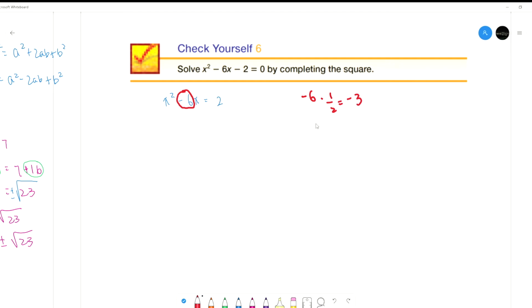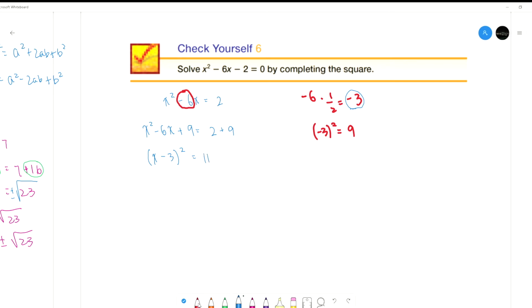Okay? Now this negative 3, I'm going to square it and add it to both sides. So I have x squared minus 6x plus 9 is equal to 2 plus 9. You see how I balance this equation by adding 9 to both sides? Okay, now this negative 3 that we got earlier over here, this is going to help us. This is now a perfect square trinomial. This will factor to x and then that negative 3. X minus 3 quantity squared is equal to 2 plus 9 is 11.